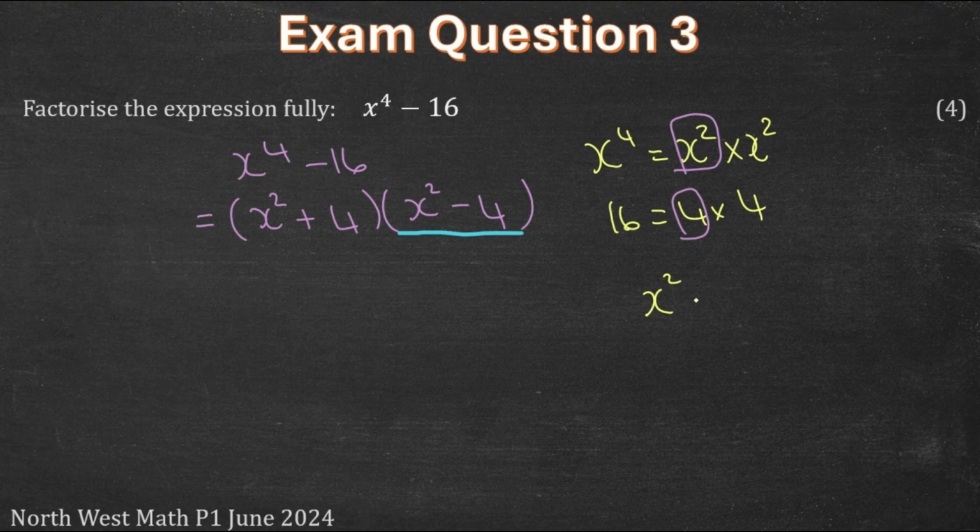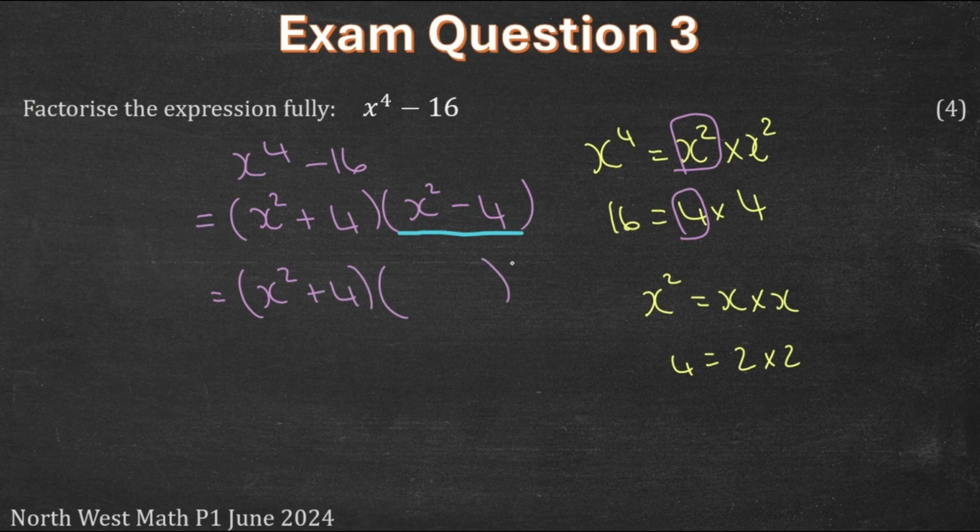when I find the square root for that, x times x gives me x squared, so the square root is x. And for the 4, 2 times 2 gives us 4, so the square root of 4 is 2. So we need to factorize this further. So what I do is I rewrite this first bracket, which is x squared plus 4, and then I open up two brackets again. The one bracket gets a plus sign and the other bracket gets a minus sign.